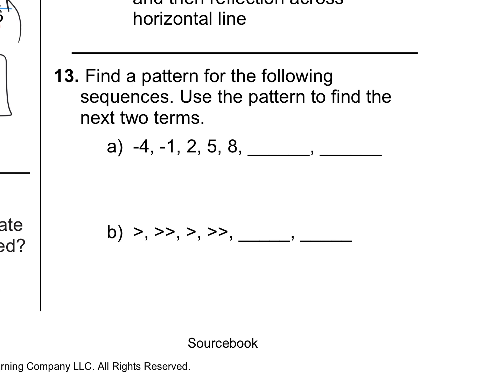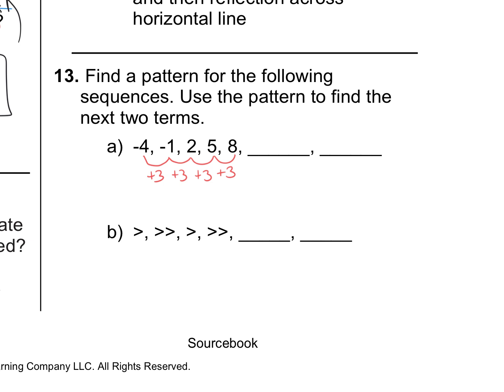See how far apart they are, like finding the difference. -4 to -1, what's happening? I'm adding 3. Can I assume all of these are adding 3? No, you have to double check. -1 to 2, add 3. 2 to 5. 5 to 8. Everyone agree our rule is adding 3.